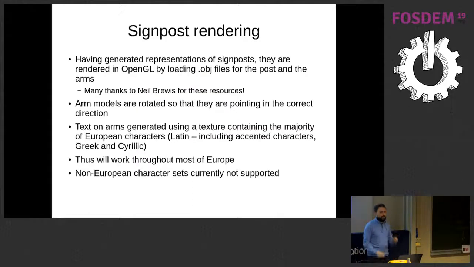Signpost rendering, that's all done with OpenGL. The actual letters, the characters, are done using an OpenGL texture. And an interesting point is that I do support Greek and Cyrillic character sets as well. So if you use it in Greece, it will work, because obviously my data covers Greece. So it does support Greek character sets. And if someone wanted to set up data for, say, Bulgaria or Serbia, then it would work there as well.